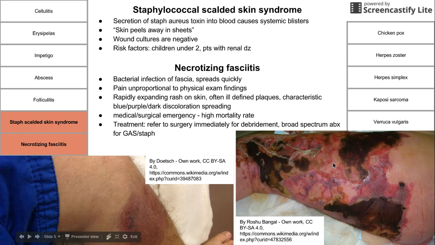This is another medical surgical emergency with a high mortality rate. Treatment here is to refer to surgery immediately. They need to cut this open. They need to pull out all the bacteria, wash it all out, and administer broad spectrum antibiotics that cover group A strep and staph.